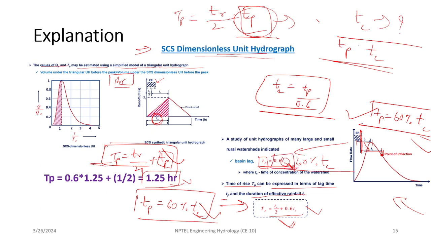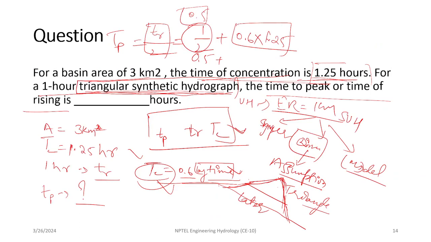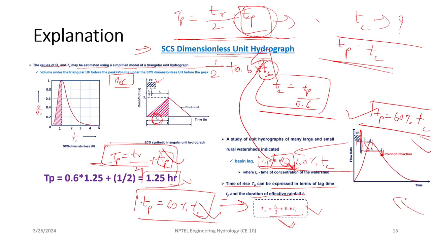So this particular relation is taken to this part, TR by 2 plus TP. Now the TR value you already have, that was 1 hour, so 1 by 2. Then for TP, it is 0.6 into TC. TC was already mentioned, how much was it? 1.25. So it will be 0.5 plus 0.6 into 1.25 hours. That is simple.